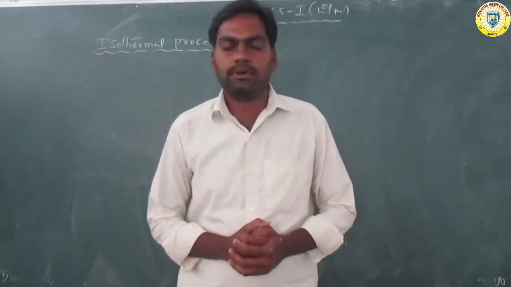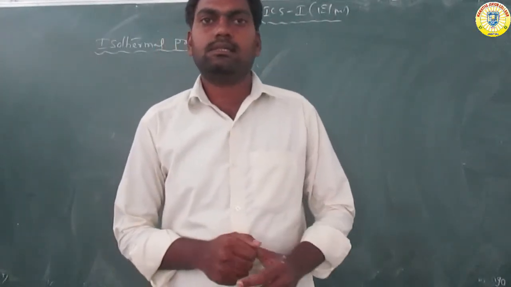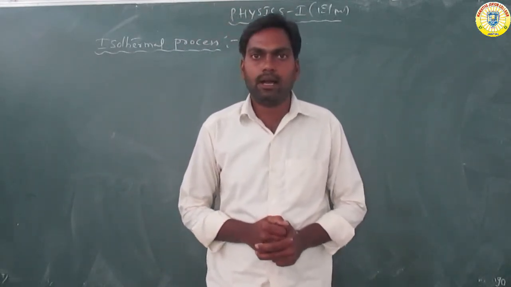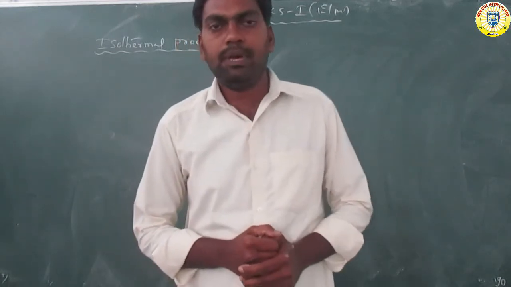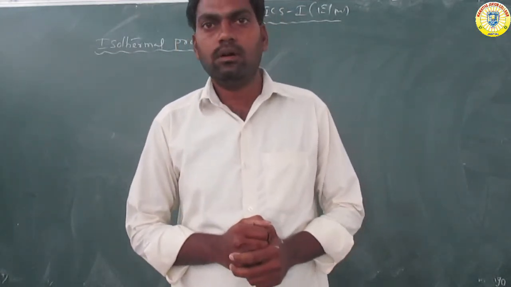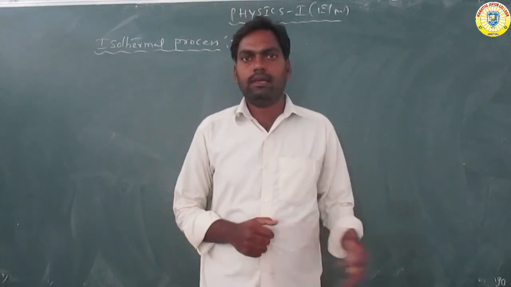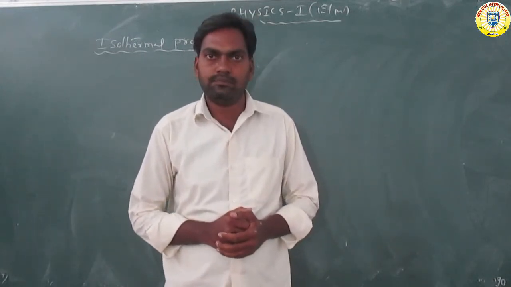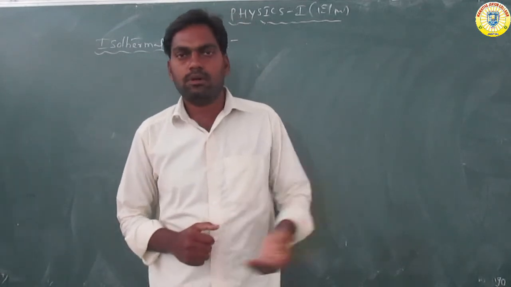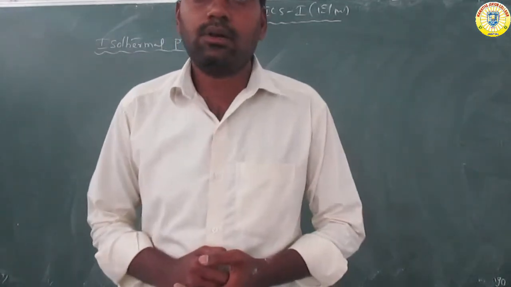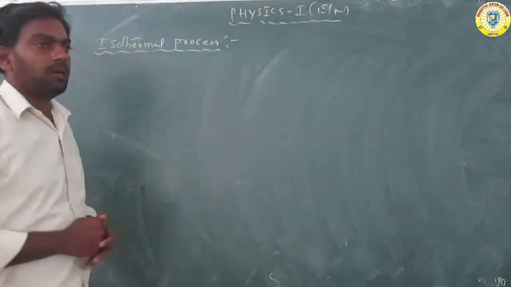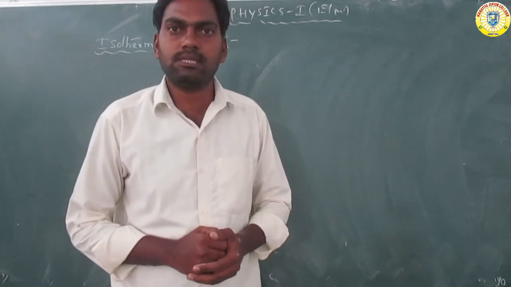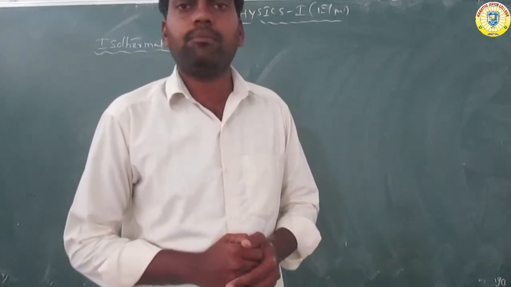Okay. Good morning, students. In the last class we discussed the difference between CP and CV. CP minus CV is equal to R. We already proved that in the last class. Now, today we will discuss the topic of isothermal process and adiabatic process.